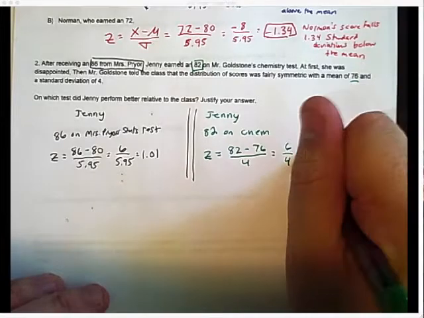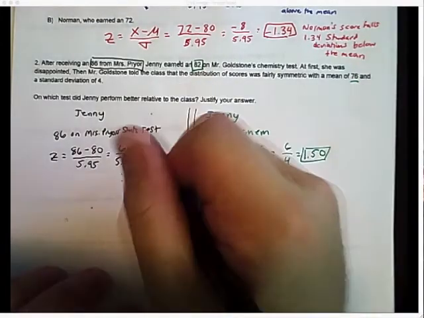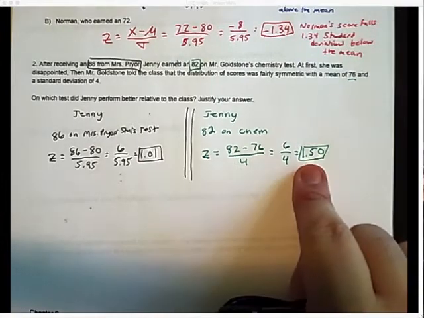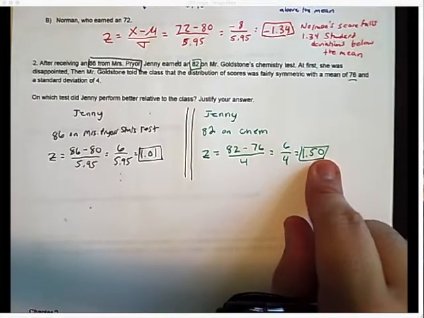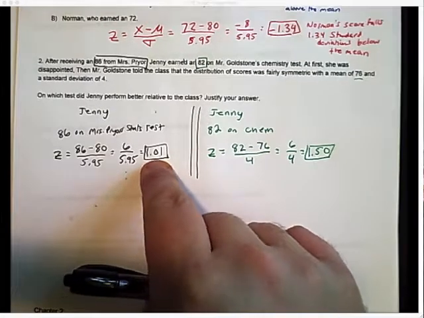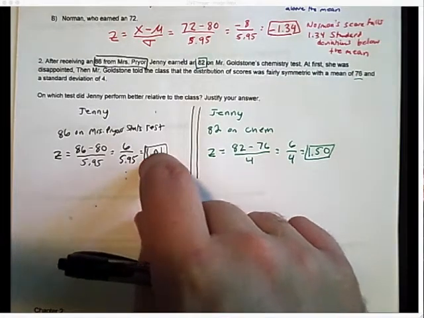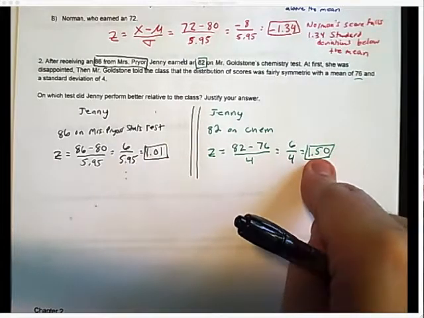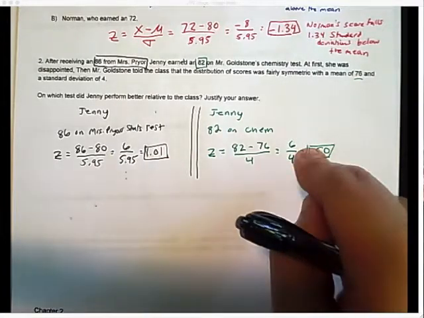So relative to her peers, she actually did better on chemistry, because on chemistry, she's 1.5 standard deviations above the mean. On statistics, she's only slightly over 1 standard deviation above the mean. So she actually did better relative to her peers in chemistry. That would be your justification.